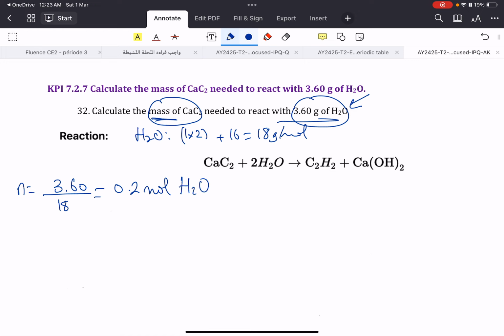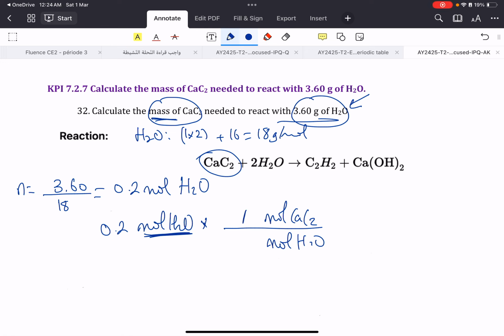So now how many grams of CaC2 do we have from 0.2 mole H2O? So you take this 0.2 mole of H2O and you multiply it by the mole ratio. So again, H2O is down in here, moles of CaC2 are up in there. So I have CaC2 is 1 and H2O is 2. So the answer is 0.1 mole of CaC2. But does the question just want mole or does the question want mass?